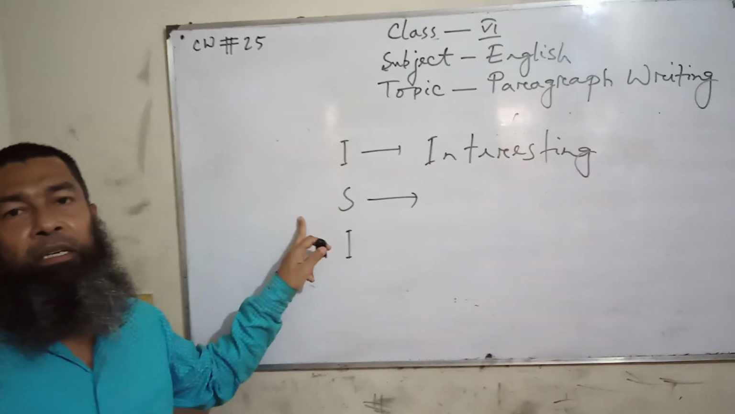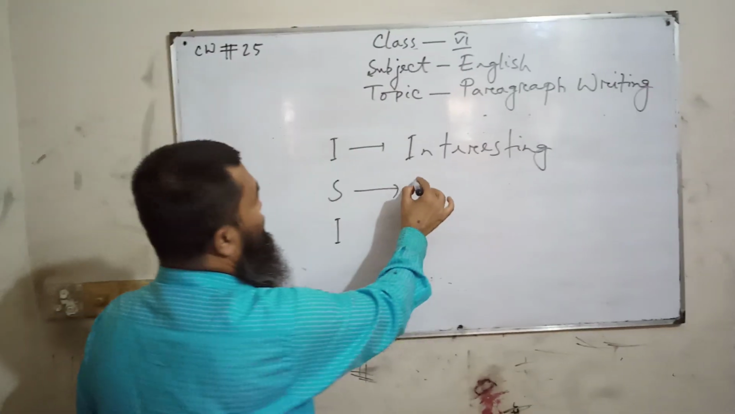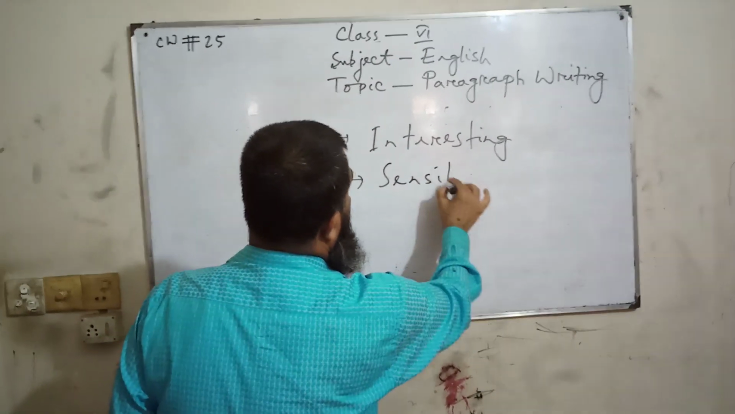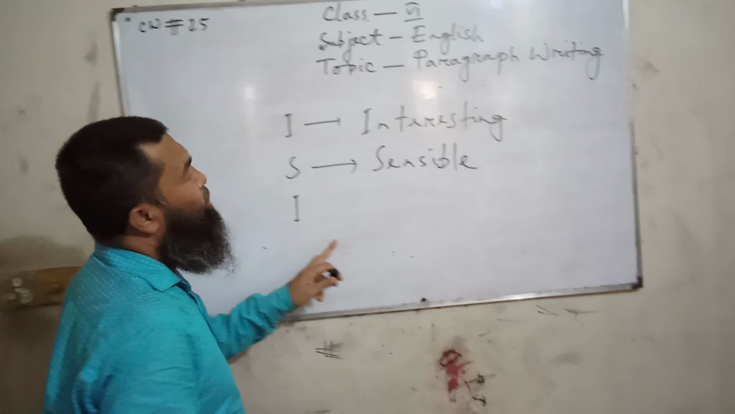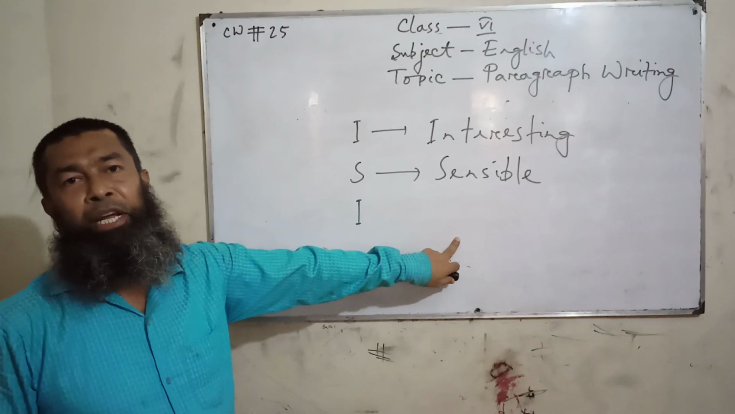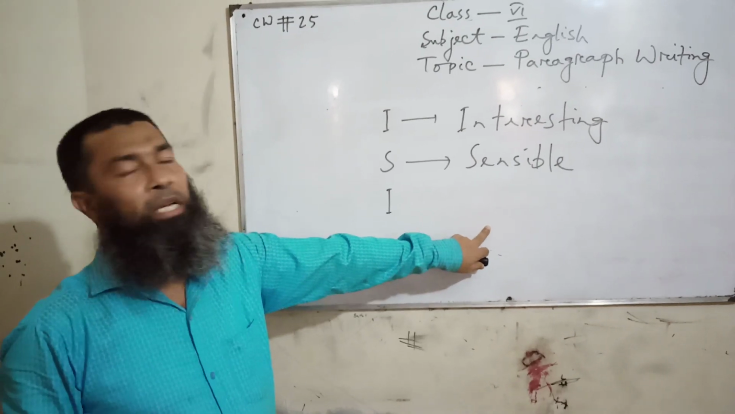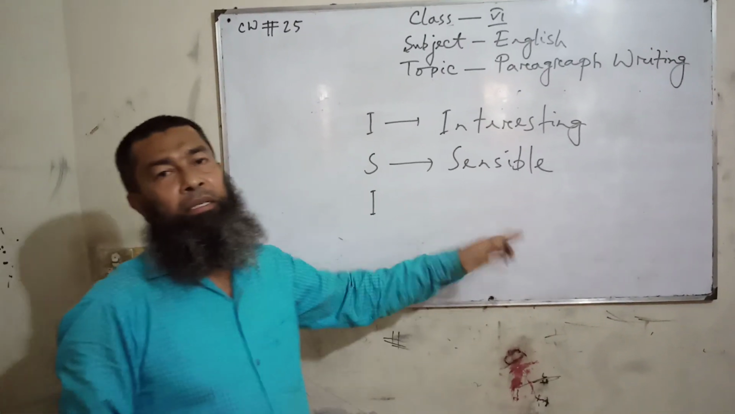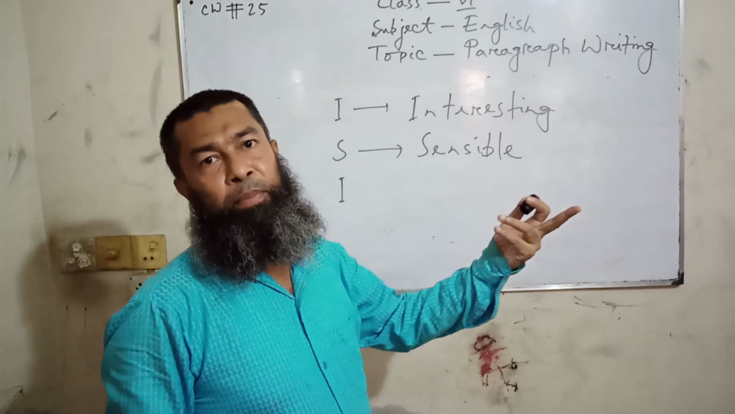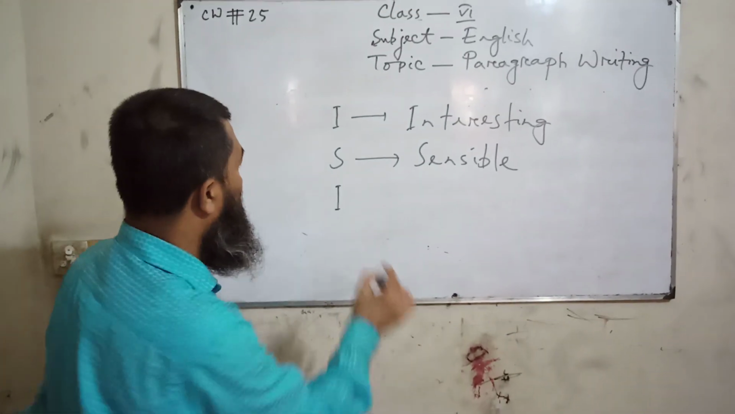S means sensible. It should be a sensible writing. There should be a good sense in your writing. Otherwise you cannot expect good marks. Sometimes you write a paragraph but there is no sense in it. That's why you get very low marks.